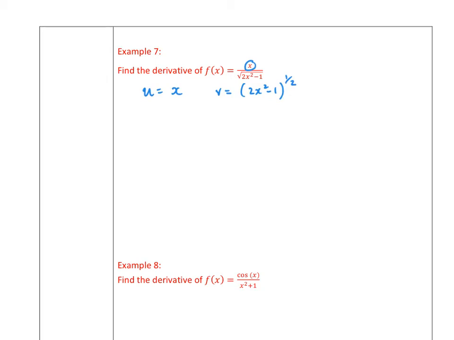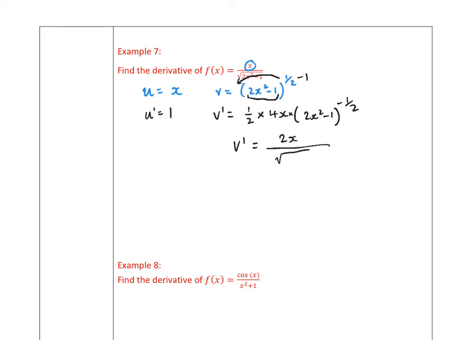When we're differentiating this, u dash is quite simple. It's just going to be 1. But v dash actually requires a chain rule here. So if we drop the half down, we'll get 1 half times the derivative of the inside, which is 4x, times the bracket 2x squared minus 1 to the 1 half minus 1, which is to the negative 1 half. So v dash is actually equal to 2x divided by the square root of 2x squared minus 1, giving our answer as a positive index.